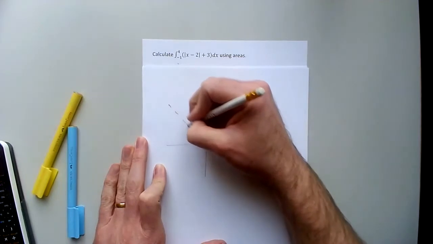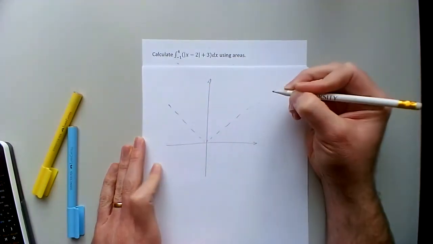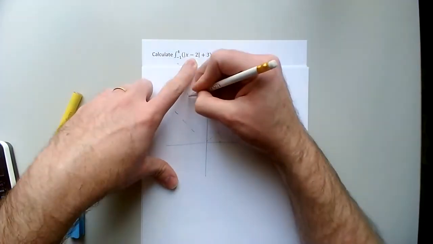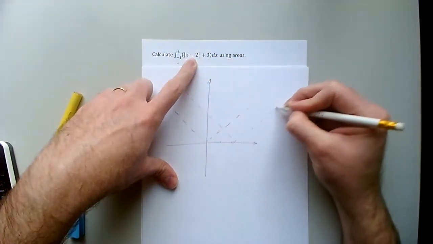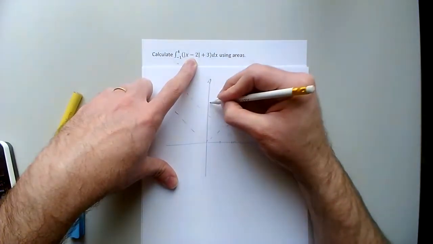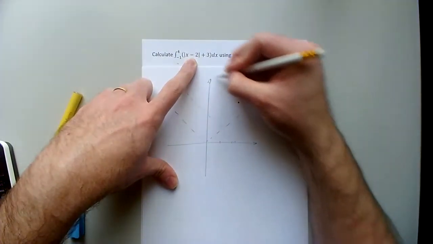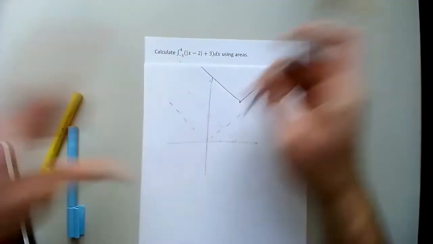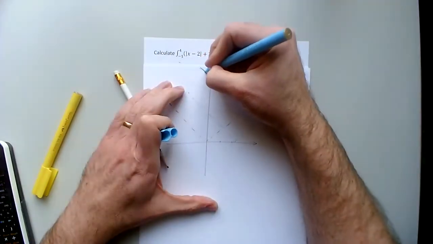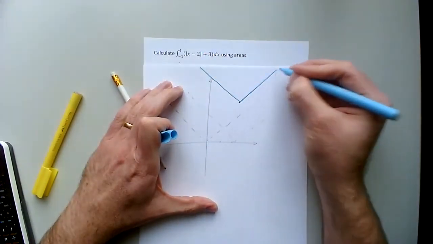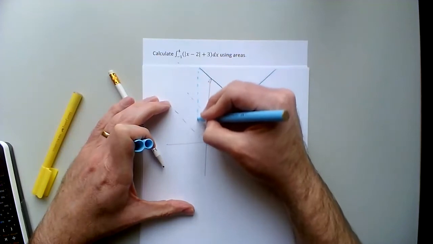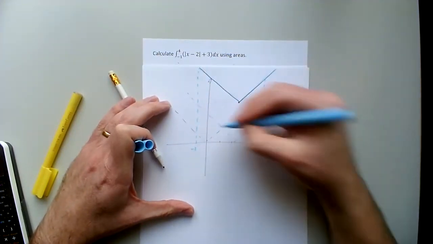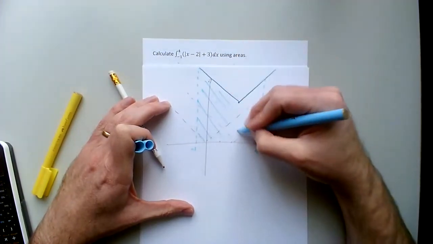The absolute value of x would look like that. And then the -2 would shift it forwards 2. And then the +3 would shift it up 3. And so it would be here, like that. Okay, so I need to start at -1 and I need to go up to 4. And that's the area I'm looking for here.